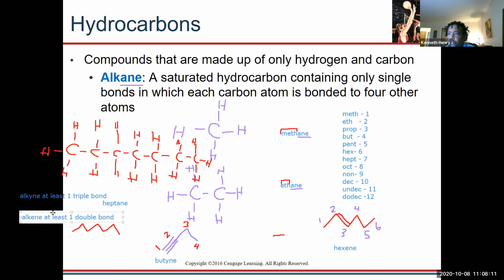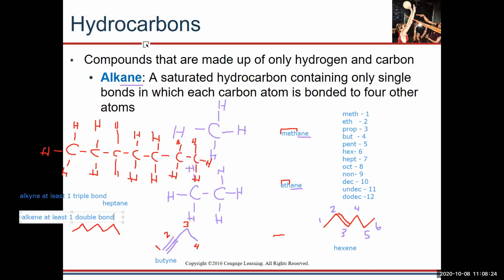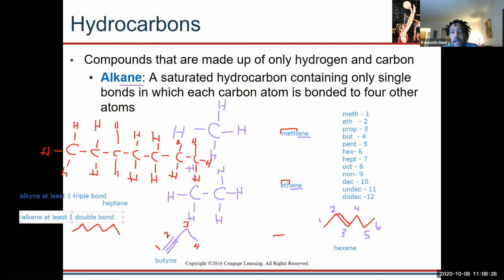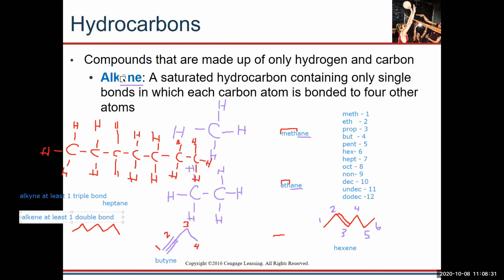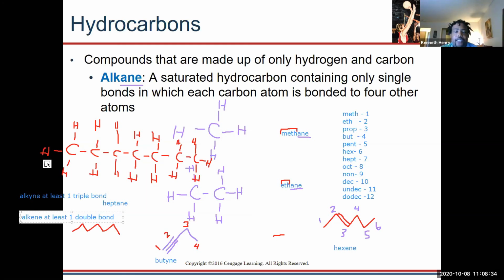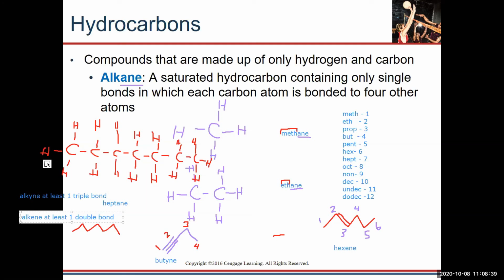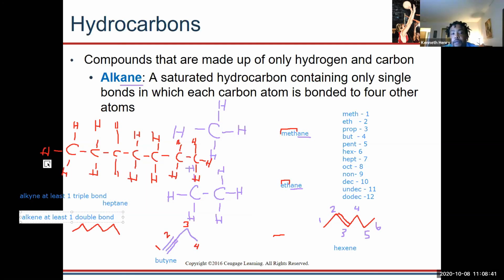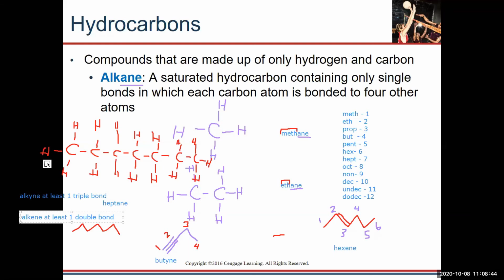Okay, so if they're all single bonds, they belong to what family? Alkane. If they're all triple bonds, they all belong to what family? Alkyne. And if they're all double bonds, they belong to what family? Alkene. Okay? You guys got that so far?